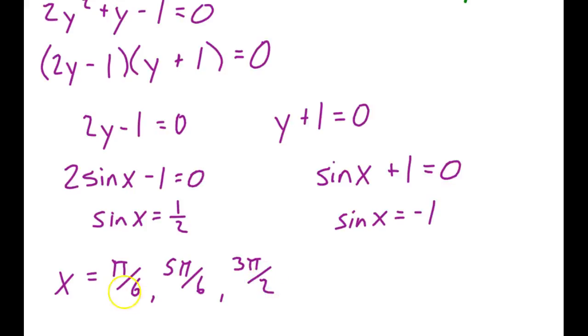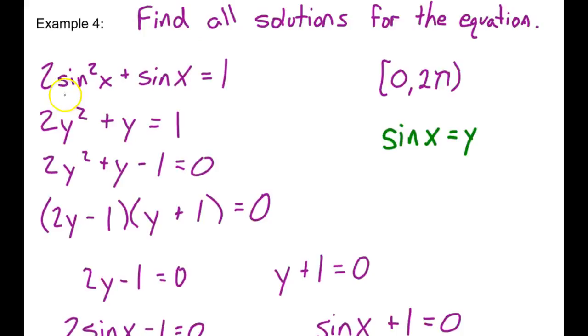So these are the x values, the values in between 0 and 2 pi, that if we plugged back into our original expression, 2 sine squared x plus sine x equal to 1, would make this a true statement.